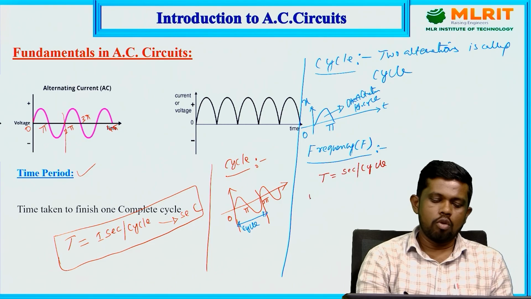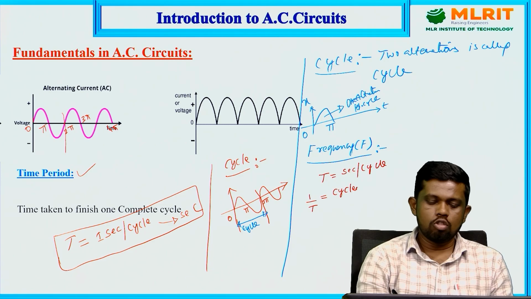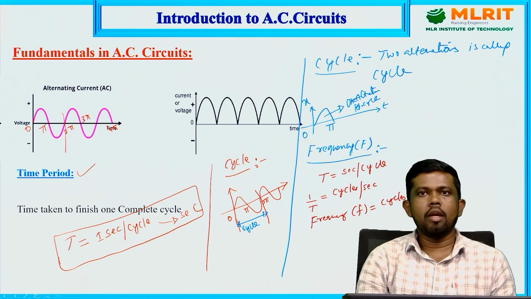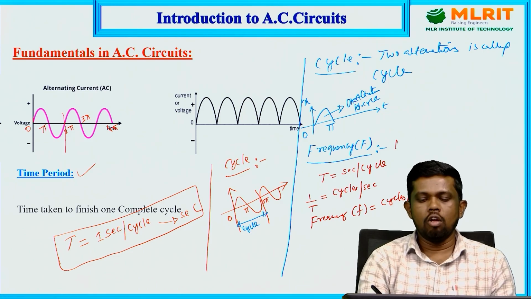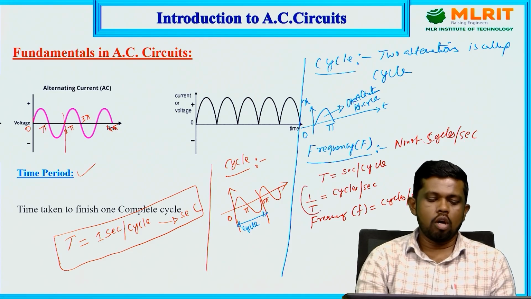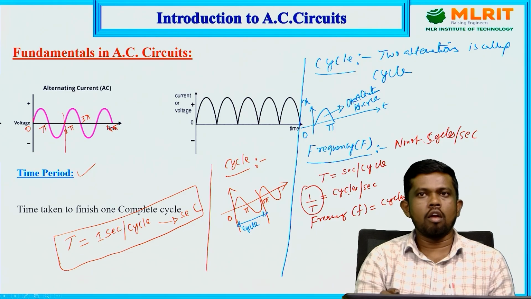Based on this, we take the reciprocal of the time period, and then we get cycles per second. So the reciprocal of the time period, 1 by T, we can simply consider as the frequency. So frequency f equals cycles upon seconds. Frequency can be defined as the number of cycles per second, or the number of oscillations per second. In other words, it is the reciprocal of the time period of any alternating quantity.